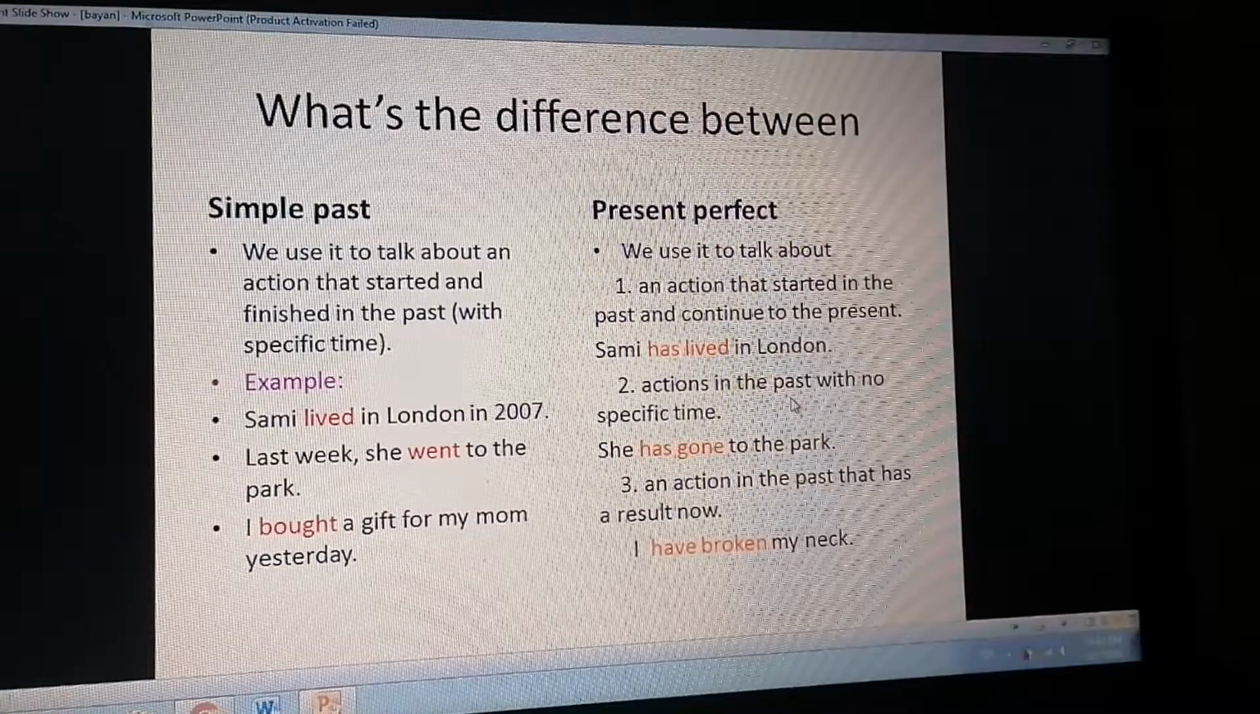Let's start to talk about it. Simple past, we use it to talk about an action that started and finished in the past with a specific time.